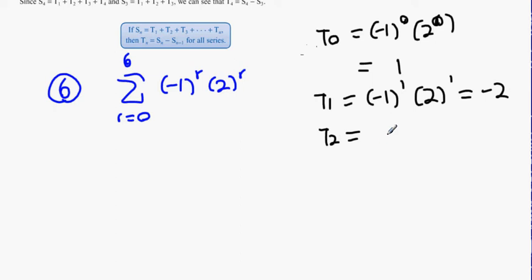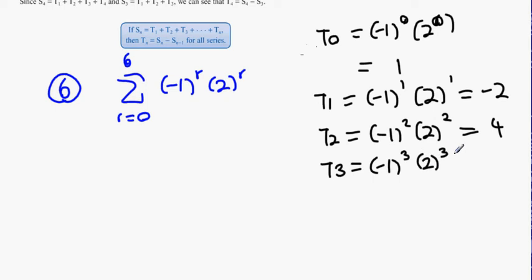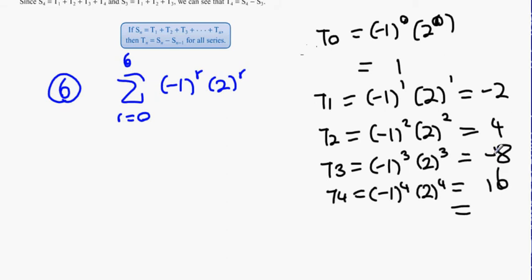t2 is going to be minus 1 to the power of 2, times 2 to the power of 2, which is going to be 4. t3 is minus 1 to the power of 3, times 2 to the power of 3, which is minus 8. t4 is going to be minus 1 to the power of 4, times 2 to the power of 4, and that's going to be 16. So we can see what's happening here. Double and change sign. So double, next one's going to be minus 32, and the one after that is going to be plus 64. So t5 and t6.